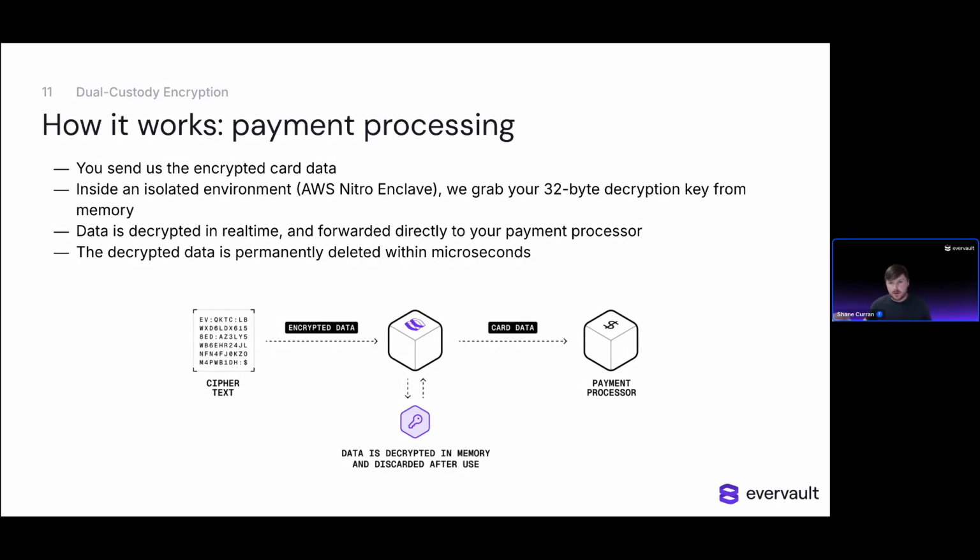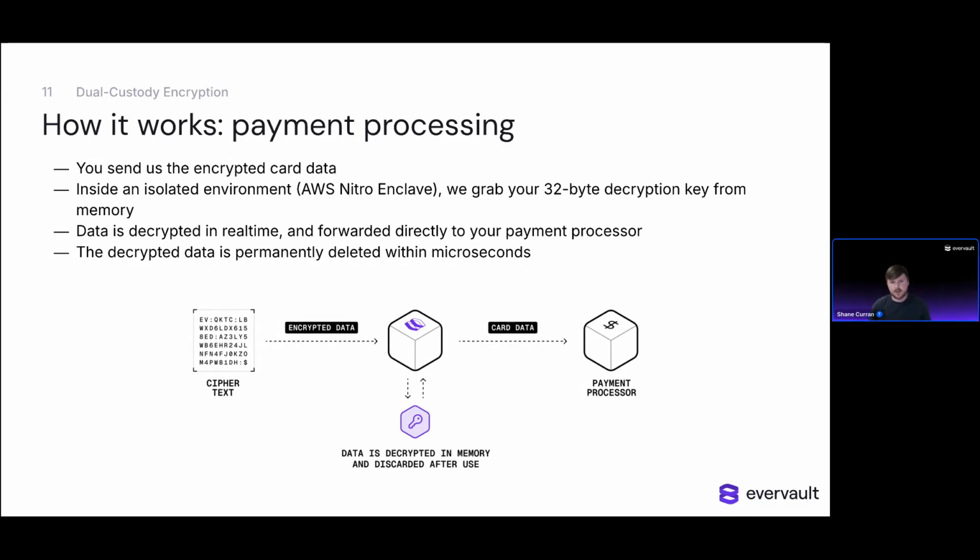We grab your 32-byte decryption key. So this is the private key in public key cryptography. That's loaded from memory, so there are no database lookups required because the keys are so small. Even with millions and millions of customers, you can load all of this key material inside the enclave, and you don't need to worry about any of the scalability aspects just because the key material is so small.